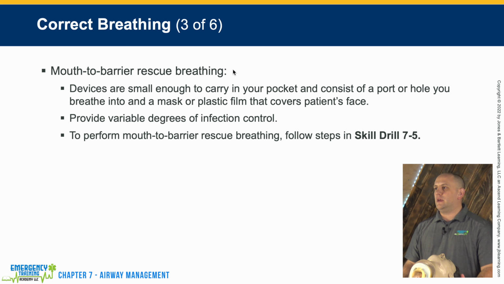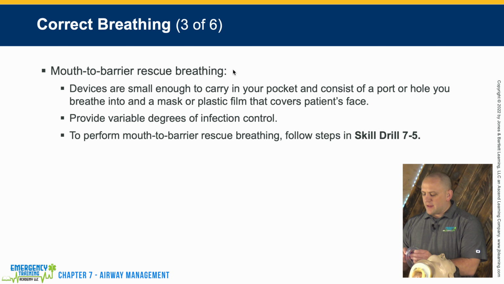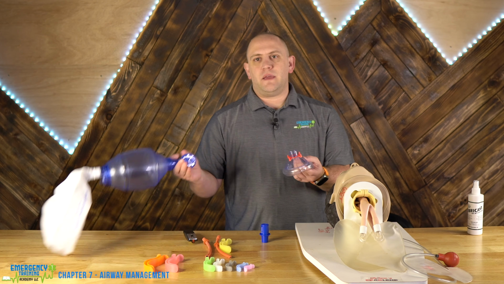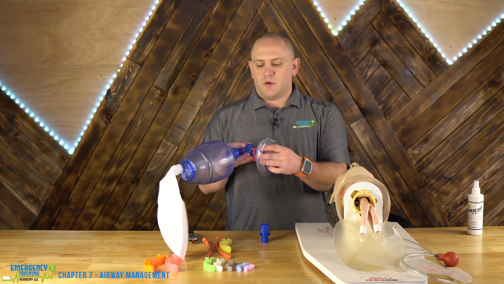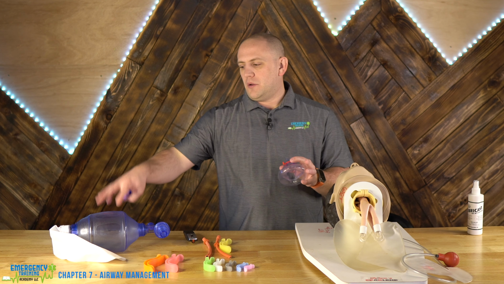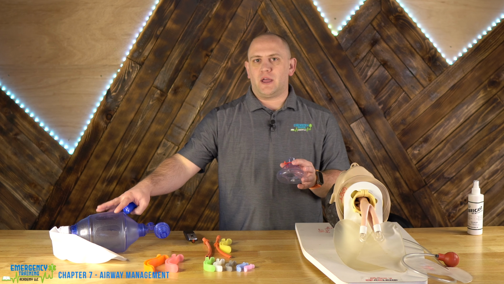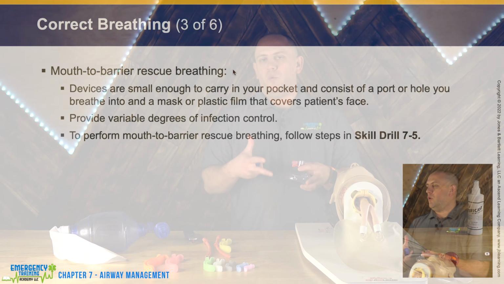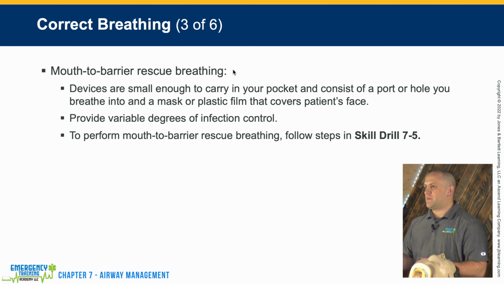So our mouth to barrier rescue breathing, most of these devices are small enough that they can be kept in our bags. Just make sure that you have some type of device. The masks that we use are also the same masks that you would have in your bag. So if you have a mask, but you don't have a bag available to you, then just know when other EMS personnel arrive, they can use this.